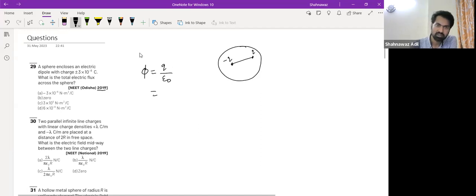Let me write it as Q inside. So how much is the charge inside of this sphere, Rabia? How much is the total charge inside that sphere? Yes, what did you say? 3 into 10 raised to minus 6.